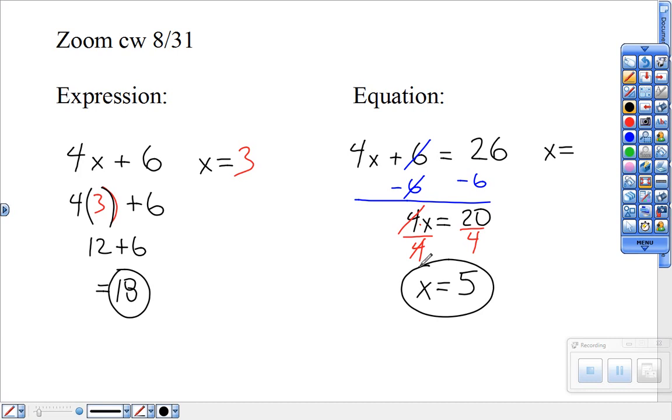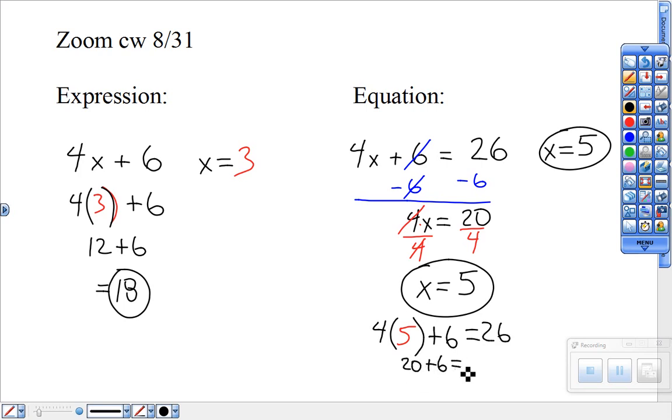That's the only number I could plug in and get a true statement. In an expression, I could plug in any number I want and do the math. An equation, there's only one answer that I could plug in and get a true statement. If I take that 5, and make sure you're writing down everything I write here, taking that 5 and plug it in right there for x, that will give me 20 plus 6. That gives me 26. That is a true statement. That's what happens when I plug in a variable that is a solution to that equation. All right, let's keep going.